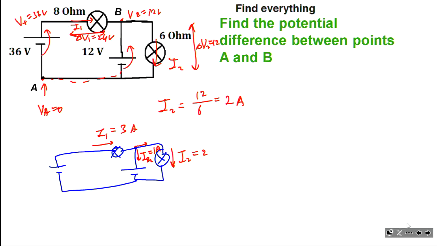Yes? This is the current which goes through the second battery. 1 amp. Yep, because electric current obeys the junction rule, the law of conservation of charge. If 3 amps go here and only 2 goes there, it cannot disappear.